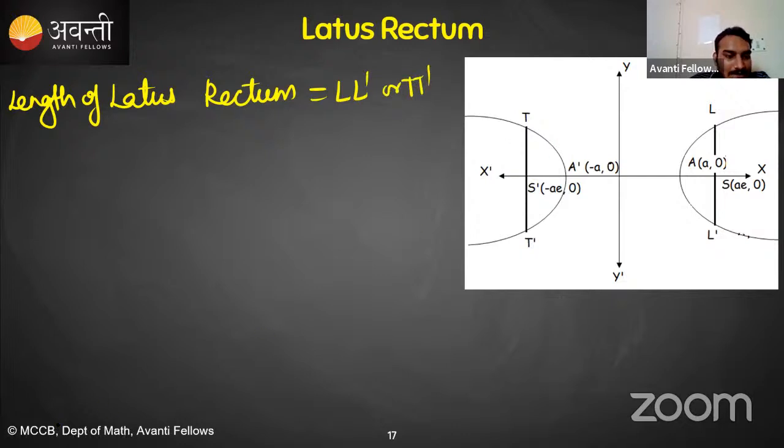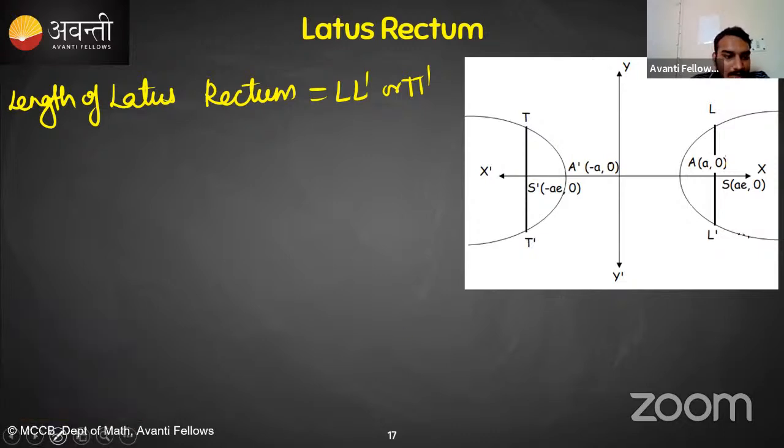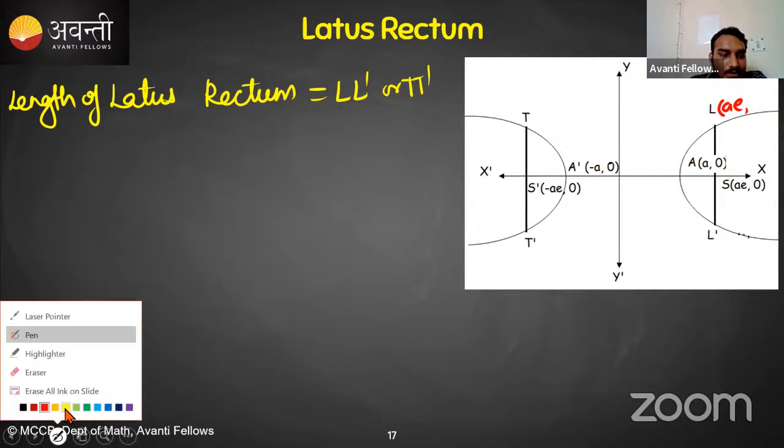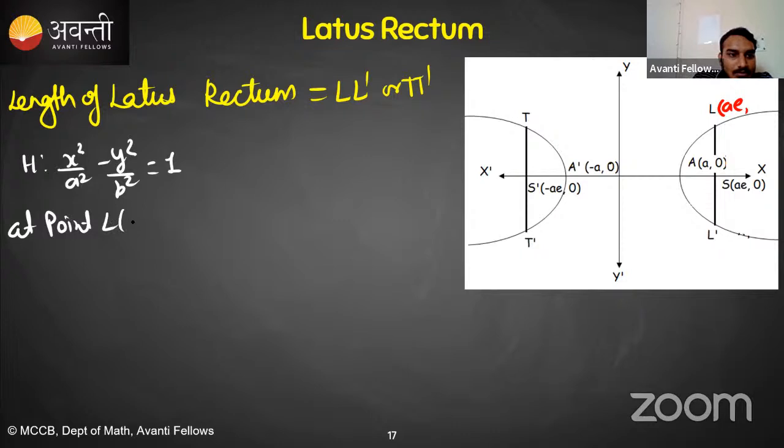Okay. So let's suppose at point L, what is the x coordinate? x coordinate is ae only. Yes or no? x coordinate is ae only, right? So what is your hyperbola? Hyperbola is x square upon a square minus y square upon b square is equal to 1, right? At point L, which is ae comma something, right? Put x is equal to ae.